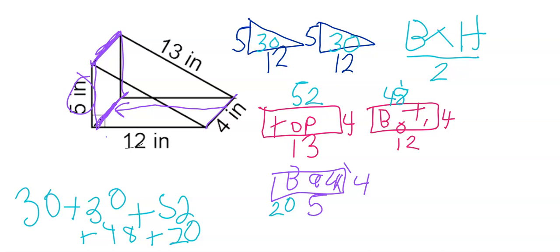So 30 plus 52 plus 48 plus 20 is giving me 180 in my calculator. So then I would write 180. But this will be inches squared because this is surface area. Surface area means you find the area of each of them individually, then add them all up together. So next let's erase this and show how to find the volume for this triangular prism.